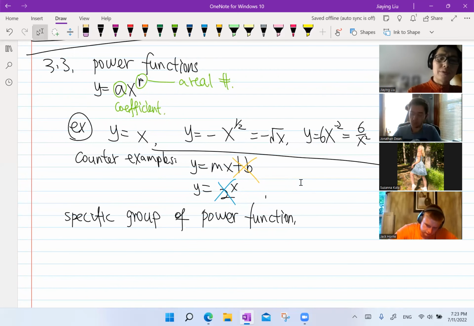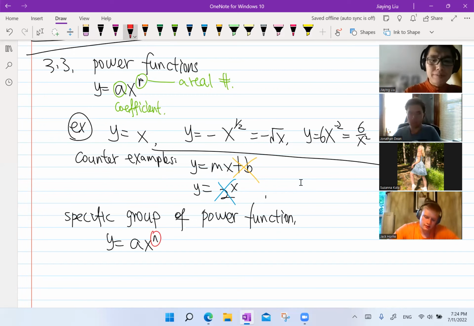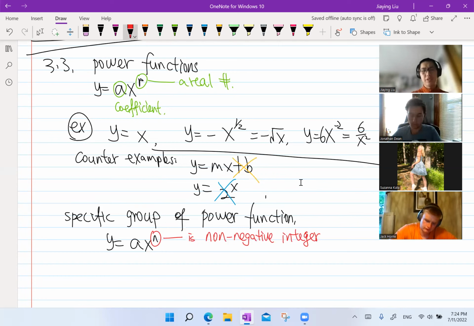So the specific group of power functions are y equals ax to the n, where n, the exponent, instead of being any real number, is a non-negative integer. So that's what's specific about this group, because all the exponents of these power functions are considered to be positive or zero, but they have to be integers. So zero or positive integers. So n must be a non-negative integer.